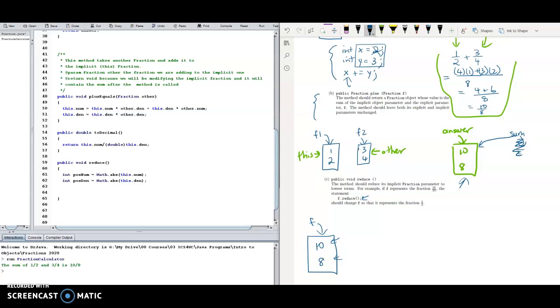So we can start with either one of these two numbers. Let's say we start with 10, right? So we first check, is 10 divisible by 10? Yes, obviously, it's divisible by itself. But is 8 divisible by 10? No. So then we keep going. So let's check 9.